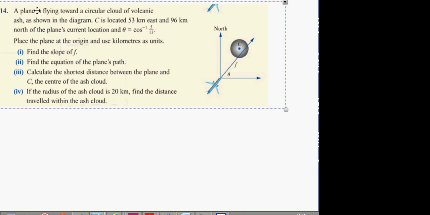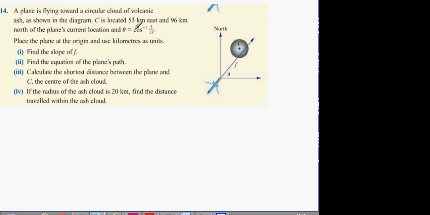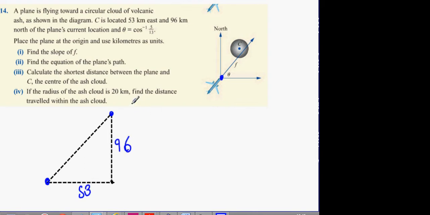Okay. The plane is flying towards a circular cloud of volcanic ash as shown in the diagram. C is located 53 kilometers east and 96 kilometers north of the plane's current position. Okay, so if I was to draw a triangle on this, which I'm doing now, the plane's current position is located here. Technically, it's the position 53 across and 96 up. It is the point 53, 96.